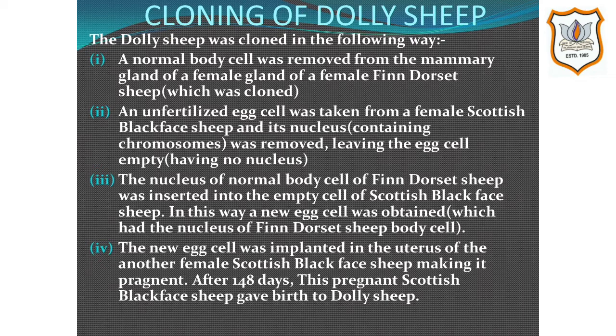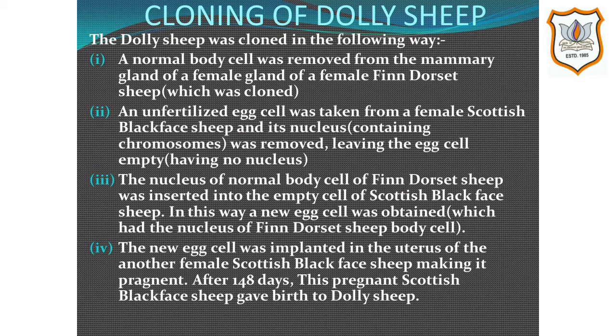Third step, the nucleus of normal body cell of Finn Dorset sheep was inserted into the empty egg cell of Scottish black-faced sheep. In this way, a new egg cell was obtained, which had the nucleus of Finn Dorset sheep body cell. The new egg cell was implanted in the uterus of another female Scottish black-faced sheep, making it pregnant. And after 148 days, this pregnant Scottish black-faced sheep gave birth to Dolly sheep.